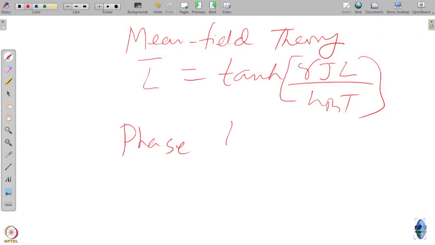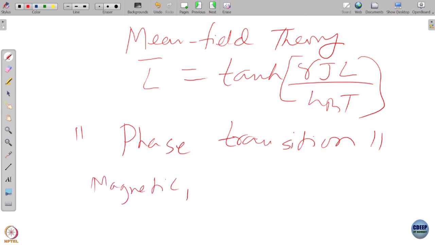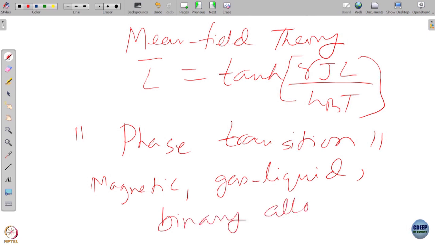And that does not do a good job, but the beauty of the whole thing is that it does describe the phase transition. It does capture many, many aspects of the phase transition of three systems: magnetic, gas-liquid, then binary alloy, the order-disorder transition in binary alloy. All three, so it shows that these three systems are, to a certain level, isomorphic.